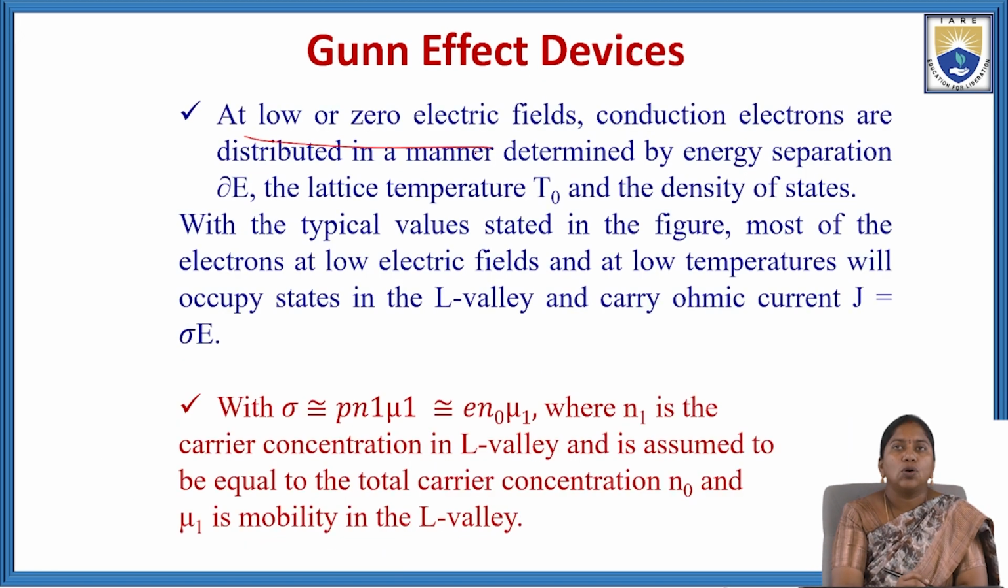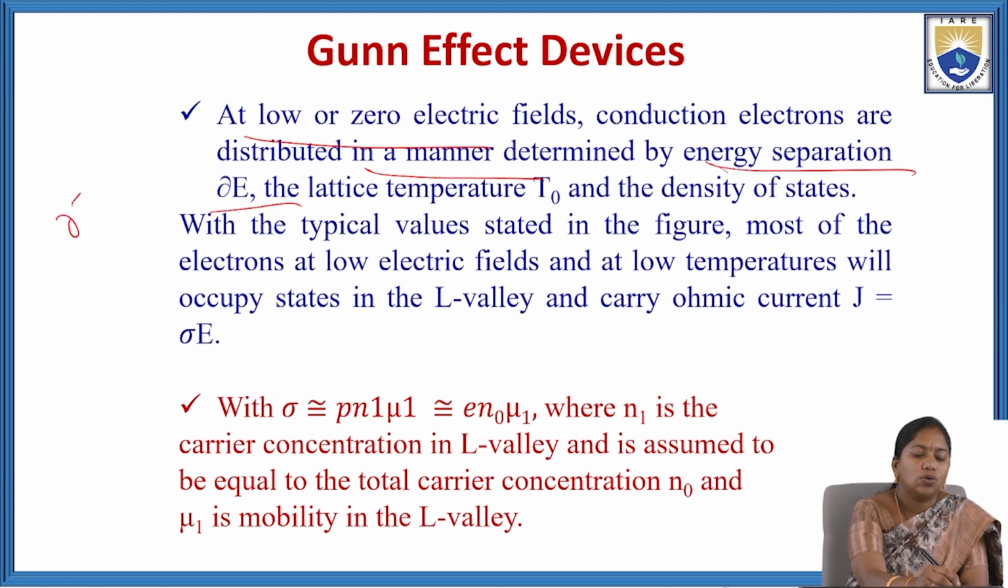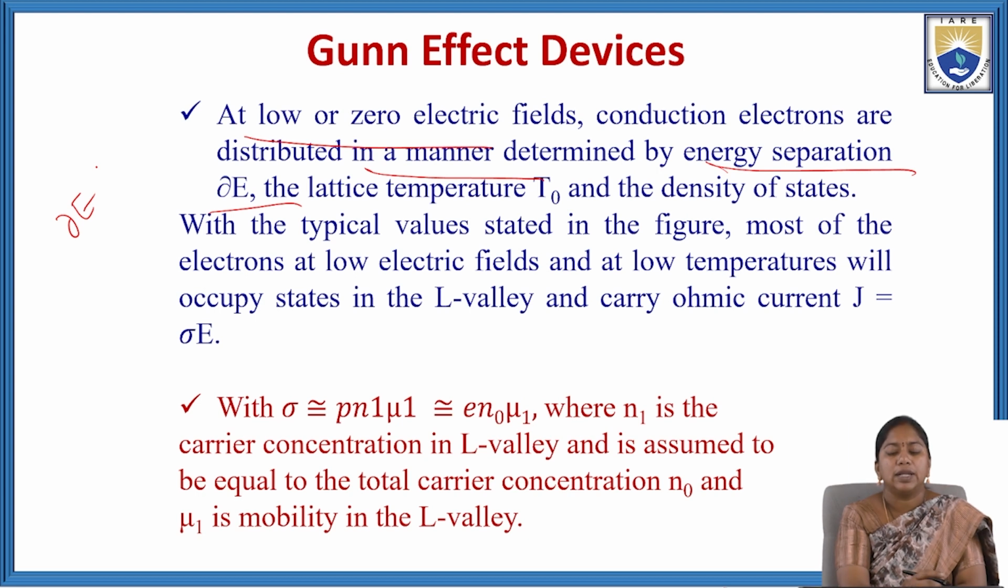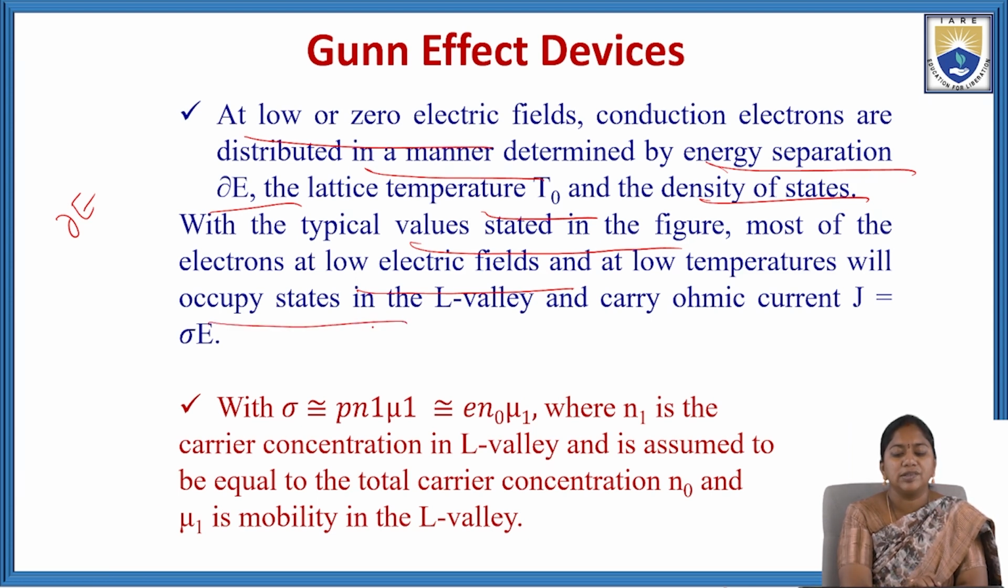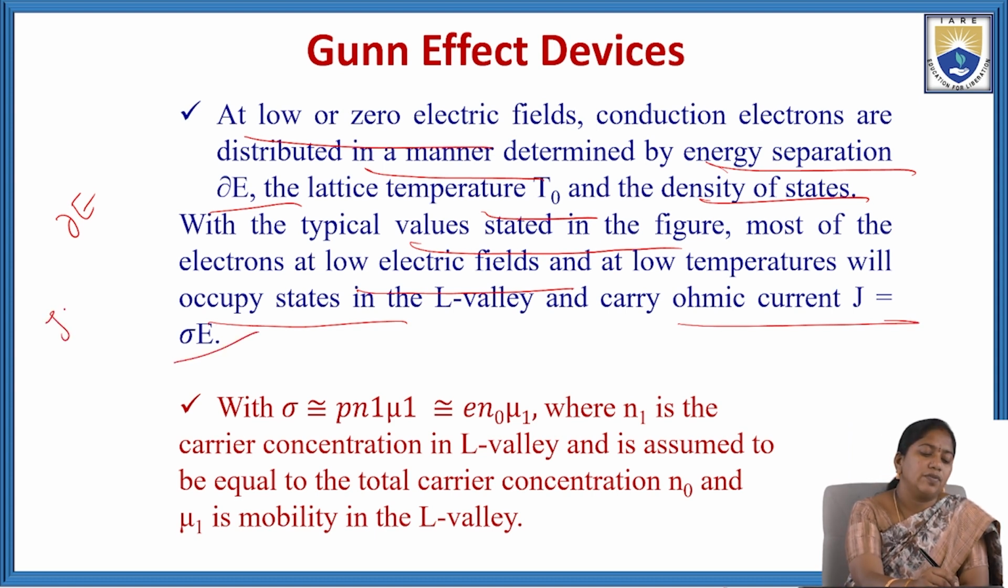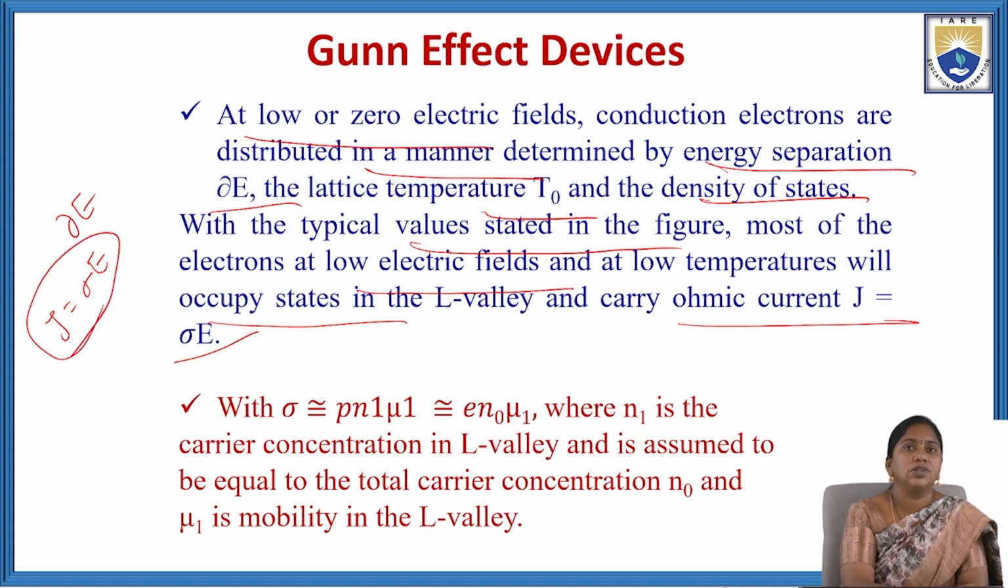At low or zero electric fields, conduction electrons are distributed in a manner determined by the energy separation, where dou E is the energy separation, the lattice temperature T naught, and the density of states. So with the typical values stated in the figure, most of the electrons at lower electric fields and low temperatures will occupy states in the L valley and carry ohmic current J equal to sigma E, where J is the current density.